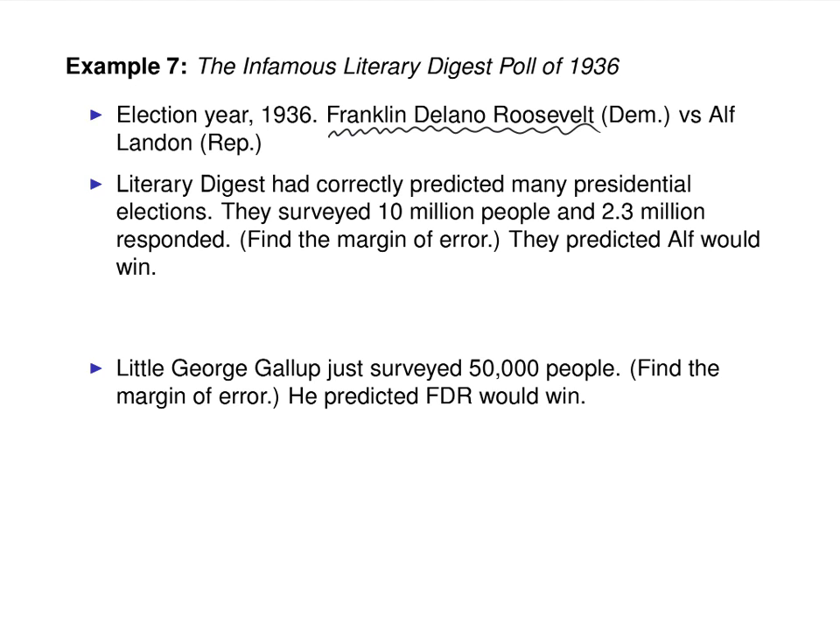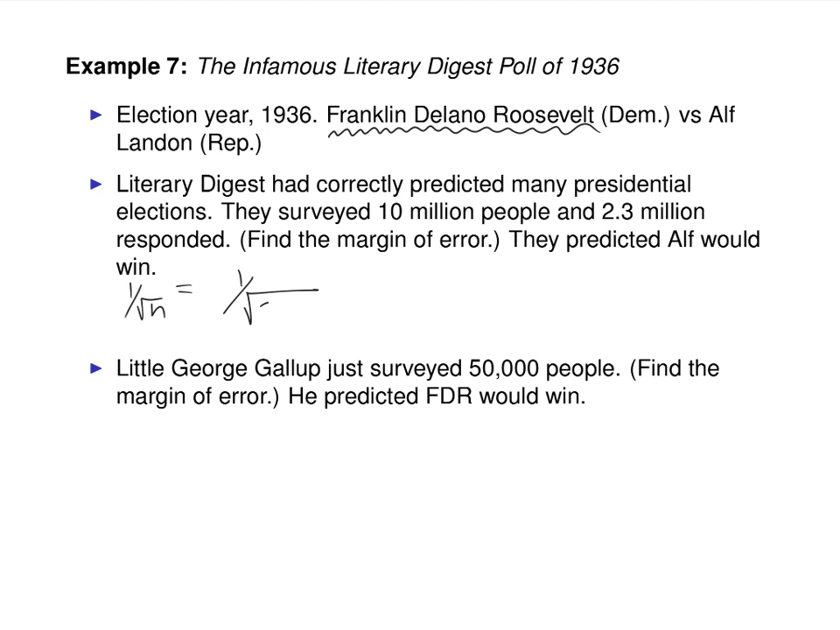Okay, so before, Literary Digest had correctly predicted many presidential elections. They surveyed 10 million people and 2.3 million responded. That's a lot, right? So find the margin of error. Remember that the formula we have for that is 1 over root n. Do we use the 10 million or the 2.3 million? 2.3 million, because they actually responded.